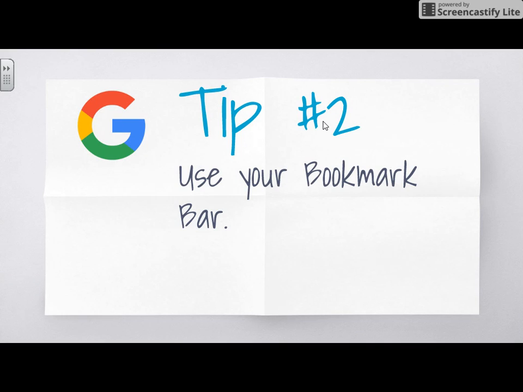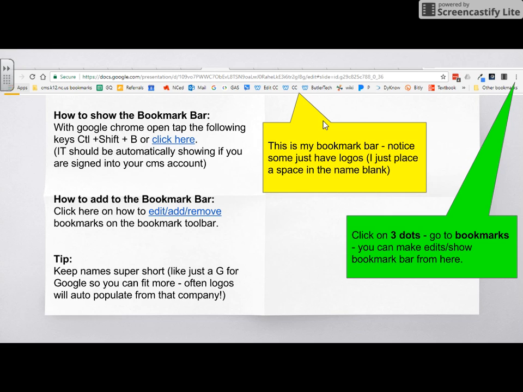Okay. Tip 2, use your bookmark bar. This bookmark bar should be on by default. I believe CMS has it automatically turned on for us. But if it doesn't, just hit Control-Shift-B on your keyboard or click here for directions on how to make it show. You're going to use the menu up here.